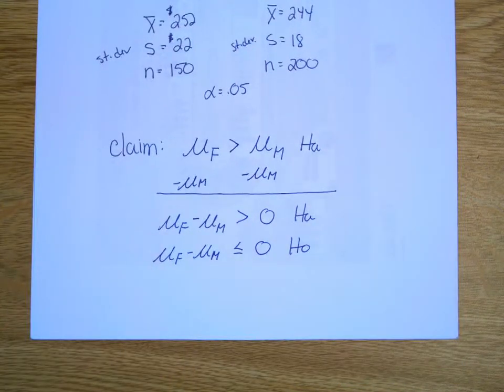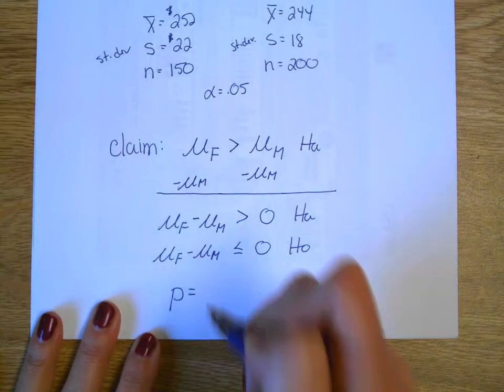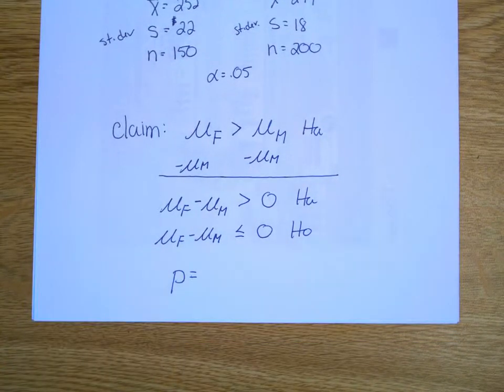Okay, now we're ready to run that program, and all we want, same thing as before when we run a program, is the p-value. This one's by program, so no graphing when we're programming. So we're going to run the program and find the probability.